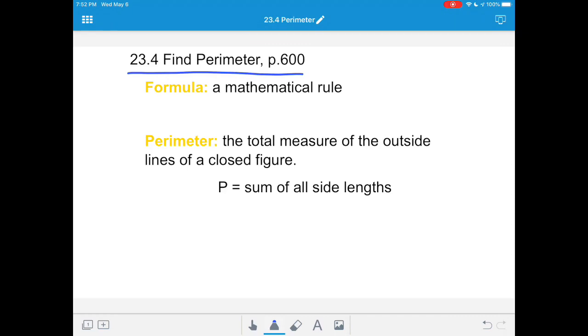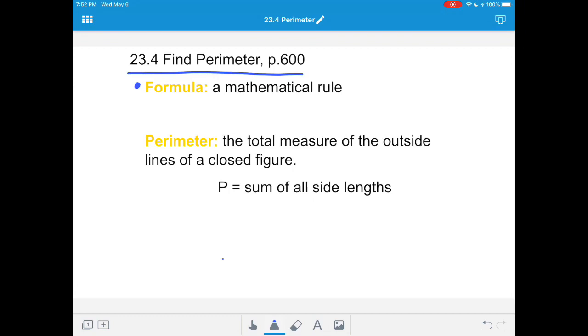Please get your journals out and labeled with 23.4 Find Perimeter, and turn in your textbooks to page 600. You have two definitions to write down today. If you'd like to write while I'm talking, that is okay, or if you'd rather pause the video, you can do that too. The first definition that we'll be working with today is the definition for formula.